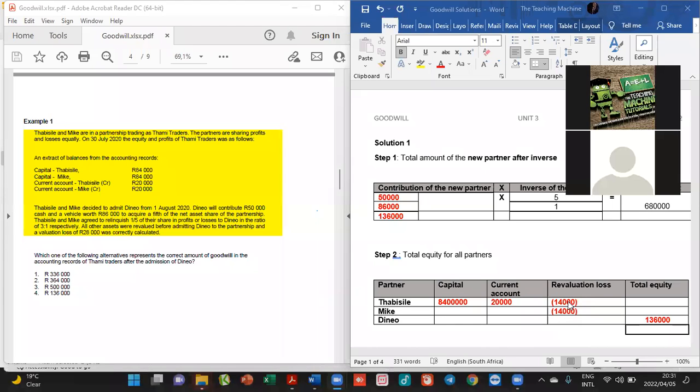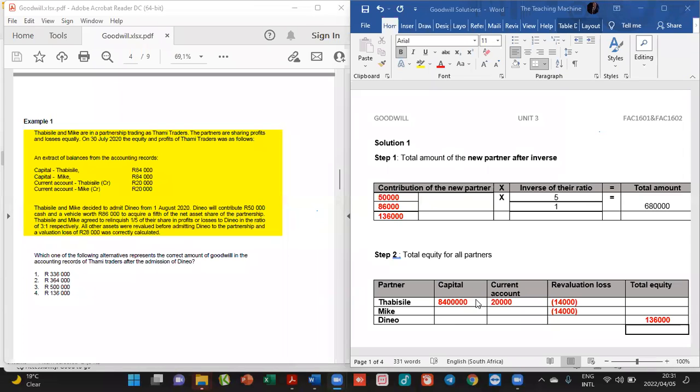Now, it's a loss of 14,000 each because partners share profit and loss equally. I think there was a question as to how did you get the 14,000? Even the capital, you wrote 840, or wasn't it supposed to be 84,000? Yes, there's an extra zero, 84,000. Okay, thank you.